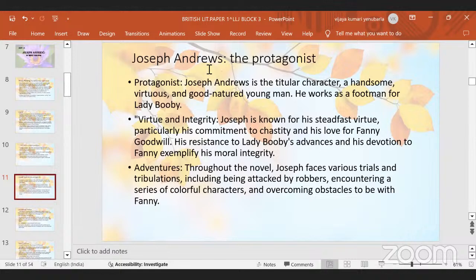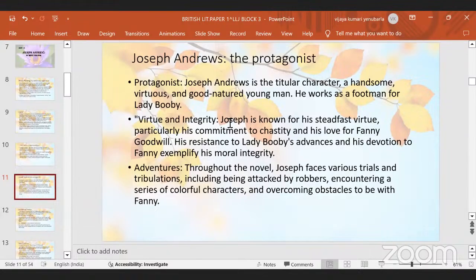So this Joseph Andrews is a very good young man, and he works as a footman. A footman works for rich ladies or men, taking care of their masters, getting into the chariot and getting down, and looking after them like an attendant. So he's a footman.